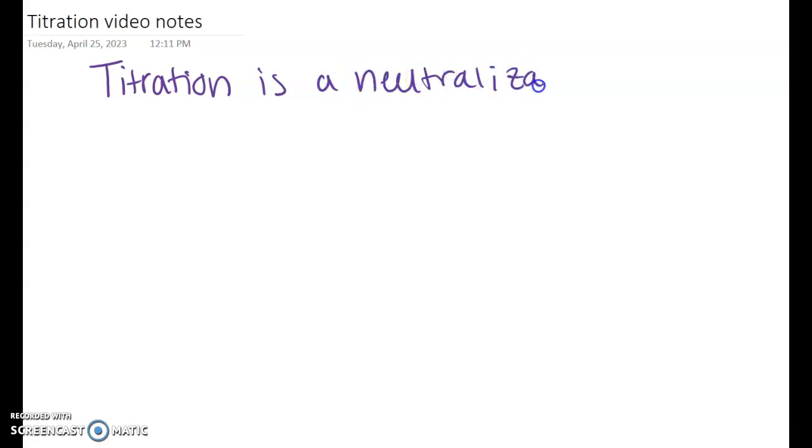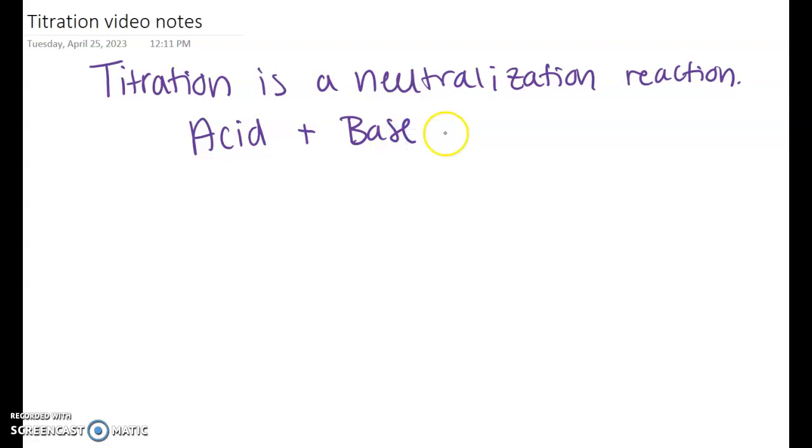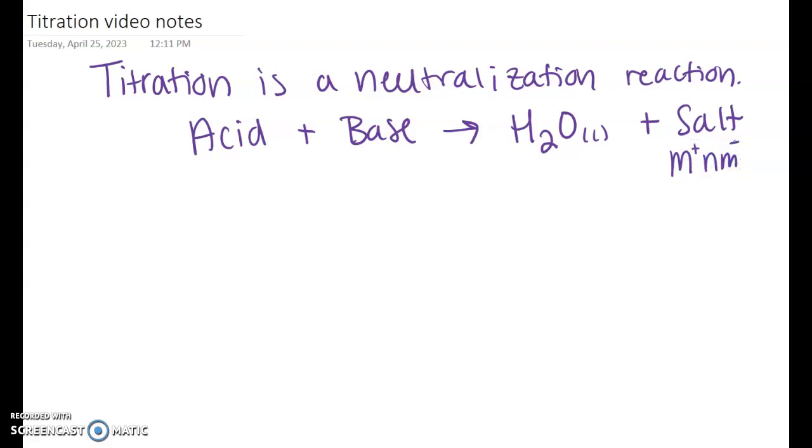Alrighty, today we're going to talk about titrations. So what is a titration? A titration is a neutralization reaction. And this is going to occur between an acid and a base. When these react, we always produce H2O, liquid, and whatever salt we have left over. And this is an ionic compound. So you're going to have your leftover metal and non-metal ions bonded together.